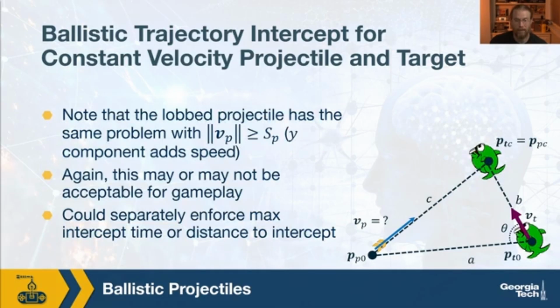But again, we still have this problem, probably to a larger degree now, that the magnitude of the velocity of the projectile that we just solved for is quite likely to be greater than the maximum speed that we had assumed at the beginning of setting up this problem. Again, that may or may not be an issue for your gameplay. So like I said before, when you have an agent, like say throwing a football or something, it looks like they're just throwing harder within reason.